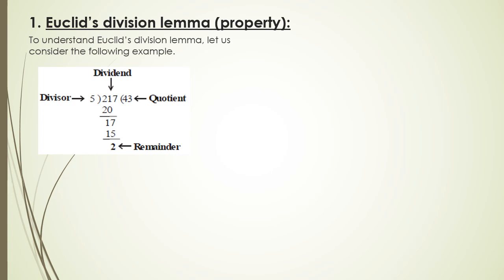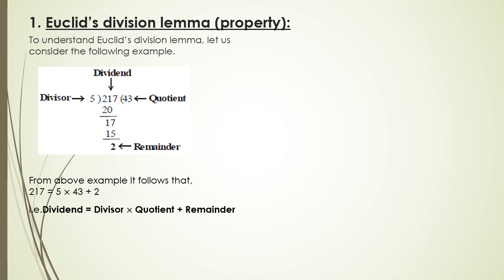Now we know the relation between all these numbers. From this example, clearly we can say that 217 can be obtained by multiplying 5 by 43 and adding 2 to it. That is, 217 is nothing but the dividend in this example, which can be obtained by multiplying the divisor by the quotient and adding the remainder to it. So from this example we can say that dividend is equal to divisor into quotient plus remainder.